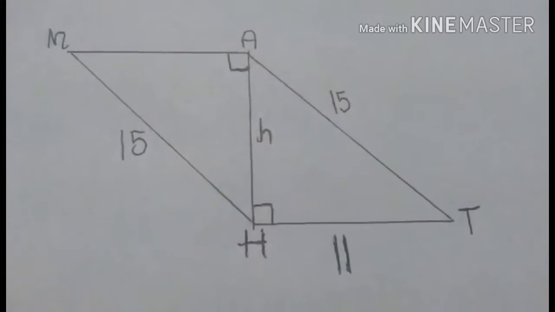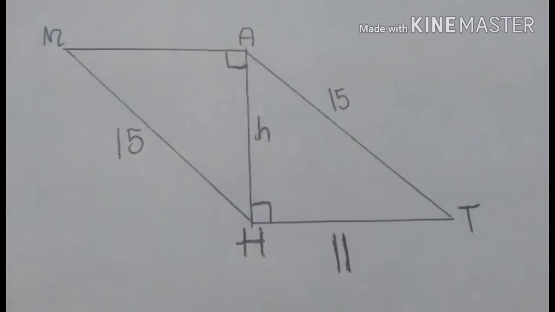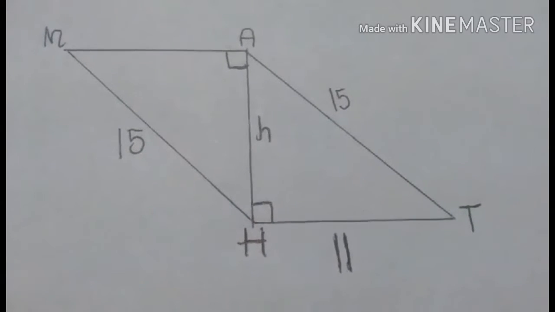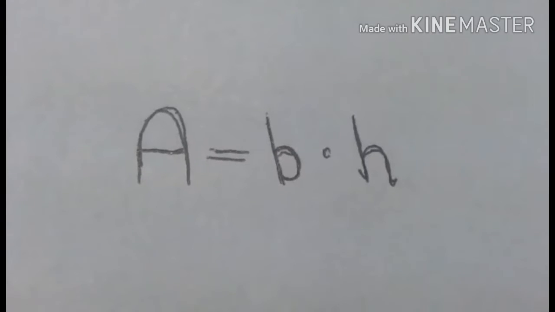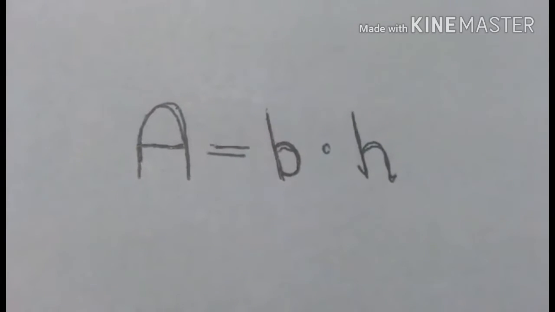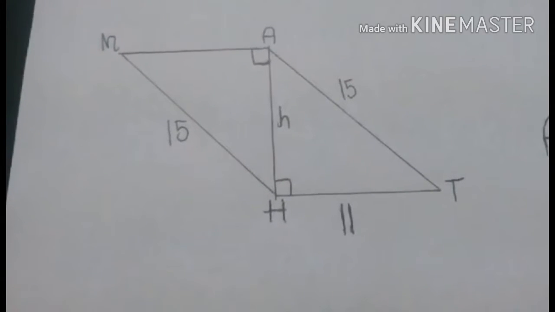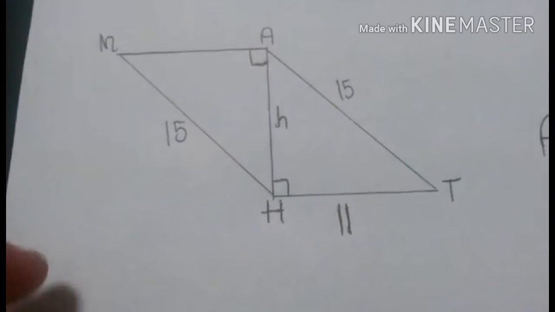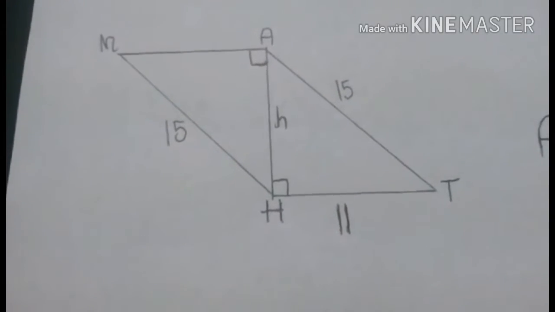Today, I'm going to teach you how to get the area of the parallelogram. We are given a quadrilateral. MATH is a parallelogram and we're asked to find the area. Remember that the formula for the area of a parallelogram is area equals base times height. As we can see, our base is 11, but we don't know the height, which is represented by segment AH.